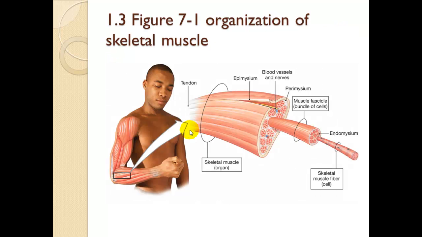So as we look at these, this is figure 7.1, organization of the skeletal muscle. And here is a tendon section, which attaches muscle to bone. This is the skeletal muscle organ, the whole thing. And then this is the epimysium, which is the outer surface. This is the perimysium, which is kind of the in-between parts, the white area. And then this here is the endomysium, the little tiny section. And this is a fiber of that.